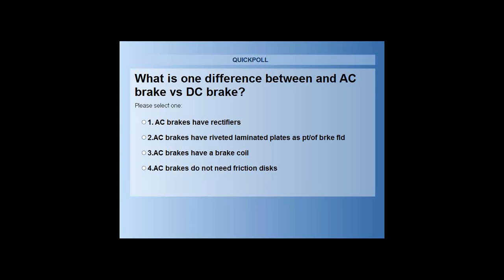But for everyone else, so what is one difference between an AC brake versus a DC brake? Is it A, or number 1, AC brakes have rectifiers, 2, AC brakes have riveted laminated plates as part of the brake field, C, or number 3, AC brakes have a brake coil, or AC brakes do not need friction discs? Again, the second one is AC brakes have riveted laminated plates as part of the brake field. If you all can please vote, that would be great.